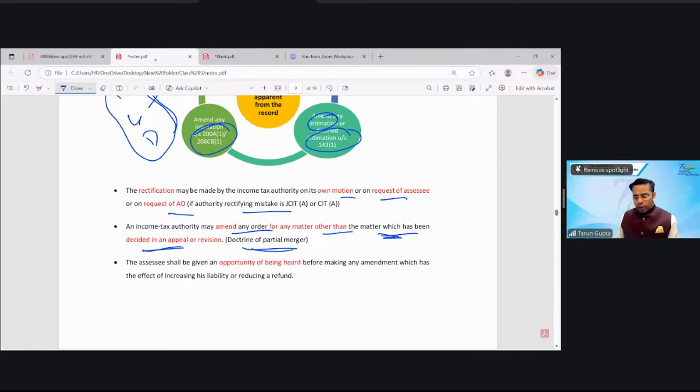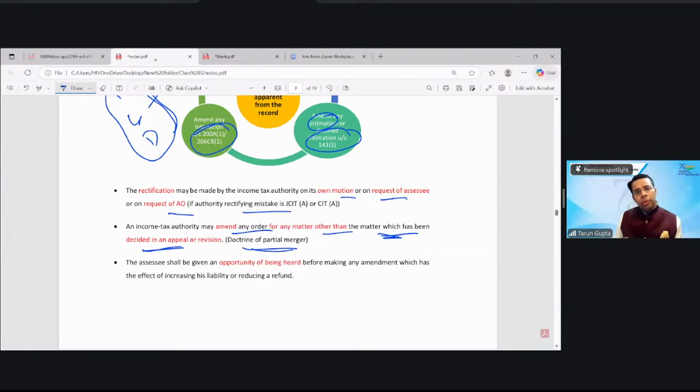So the question is, what is the mode of request of rectification by assessee? Is there a form? So practically, there are two ways to request for the rectification. There is no prescribed form. You file an application on A4 paper, a simple application in letter format.